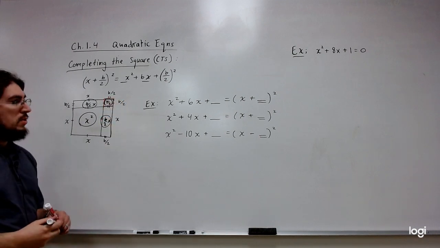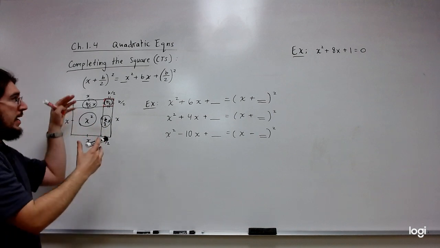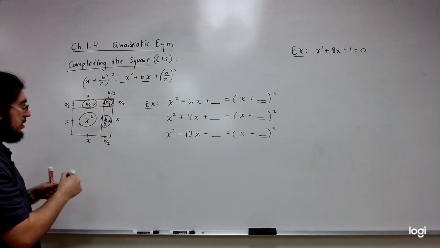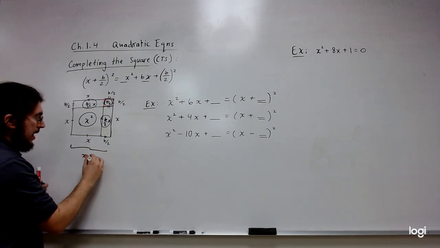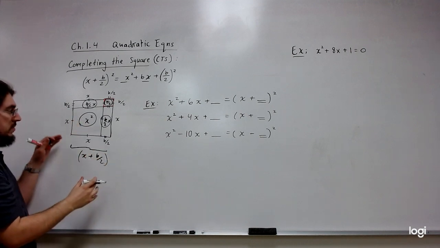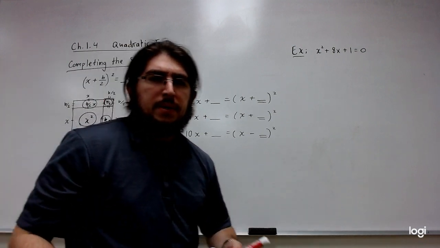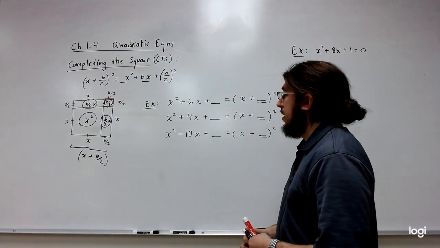Okay? So this is the visualization of why it's called completing the square, because you rewrite it as one whole square. And notice each of these side lengths now is x plus b over 2. So it's a square of dimensions x plus b over 2 by x plus b over 2. Something to think about, but that's a nice visualization of that fact.